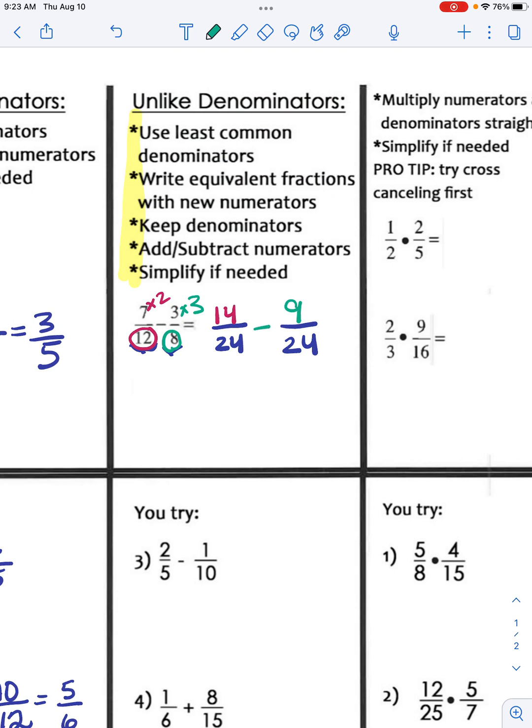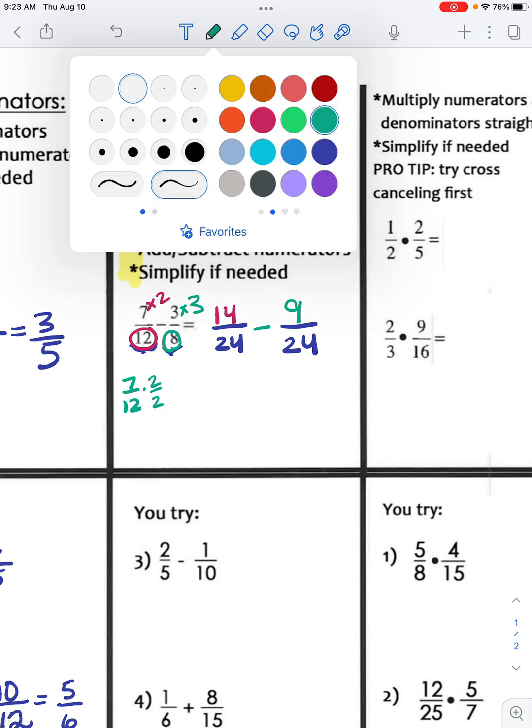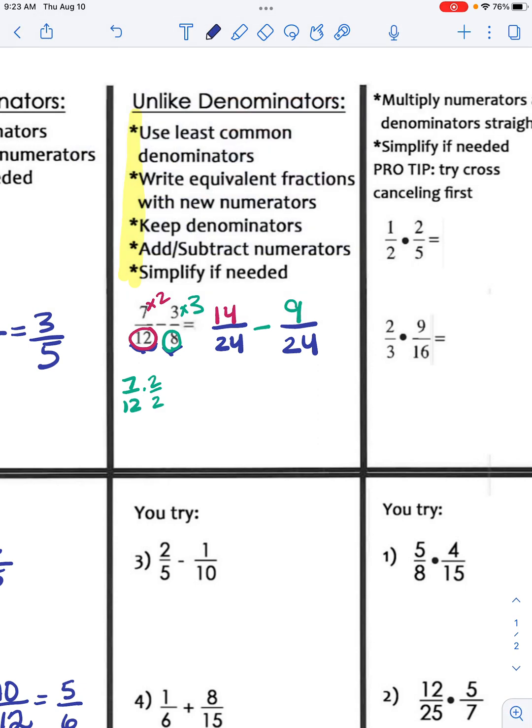Why does that work? Well, because you can do 7/12 times 2 over 2, and really that's just multiplying 7/12 by 1, right? Because 2 over 2 equals 1, and you're allowed to multiply anything in math by 1 and not change its value. So that's how come it works. Now that we've got it, though, let's solve it. 14 minus 9 is 5, and then we keep the denominator the same. I can't simplify that because 5 and 24 don't have any common factors besides 1.